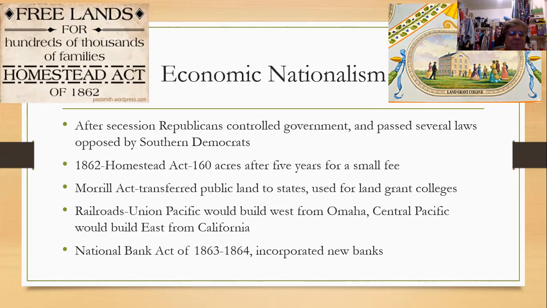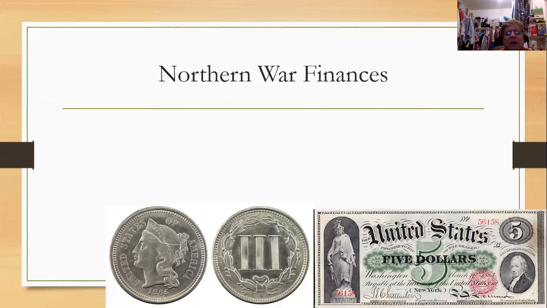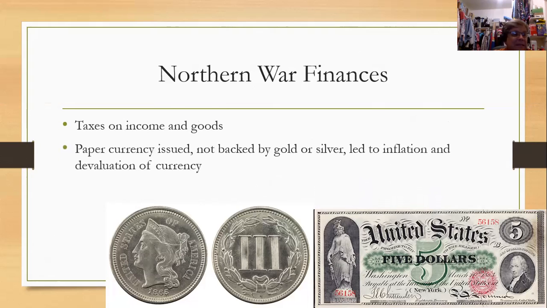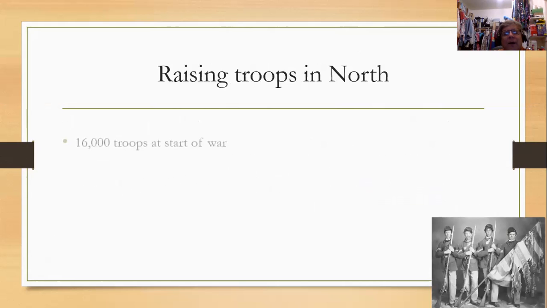Also, some banking acts incorporated new banks. Finances in the North: wars are very costly. You have taxes on income. The first time there's an income tax and a sales tax on goods. Paper currency is issued that's not backed by any precious metal. This did lead to some inflation and the devaluation of currency. Also, the North, the Union, would sell war bonds and also take out loans.